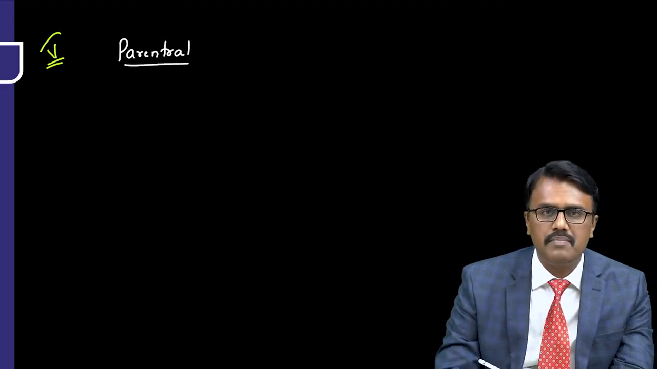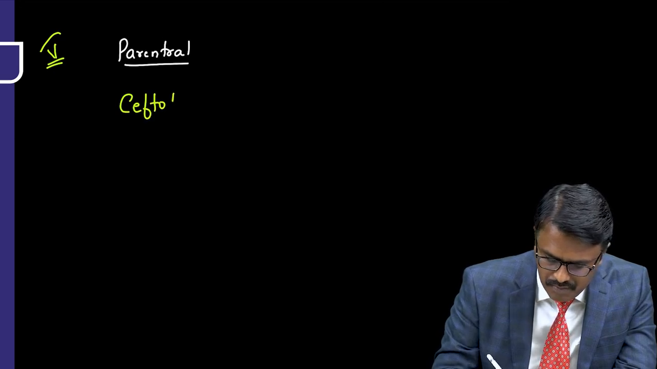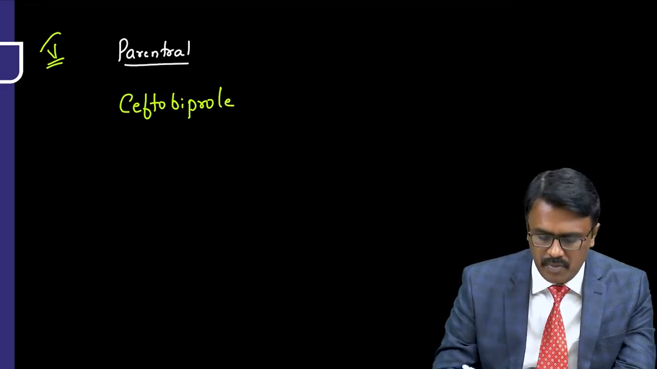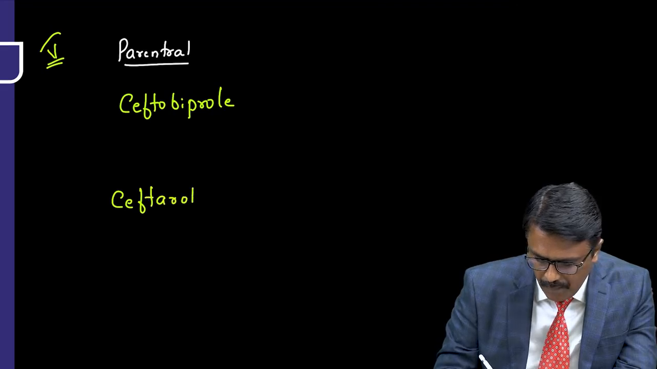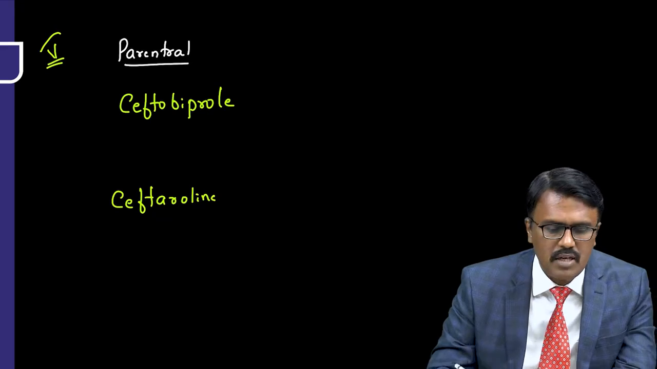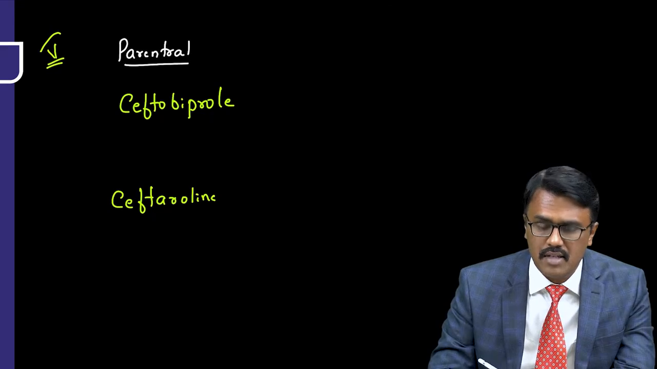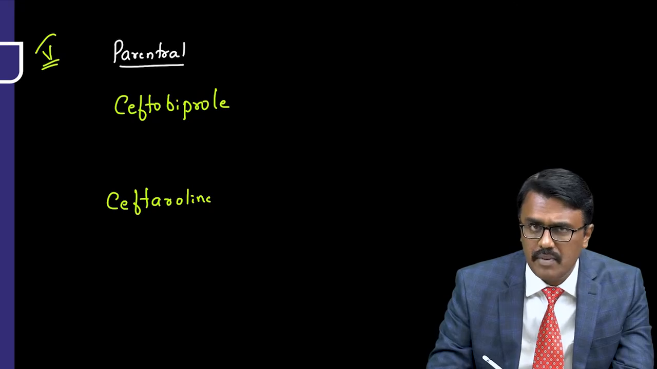Now what are the names of them? The names are ceftobiprole, and one more is called ceftaroline. Now ceftobiprole has the same activity as ceftazidime for gram-negative organisms.